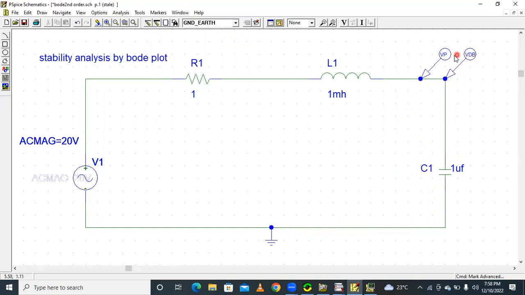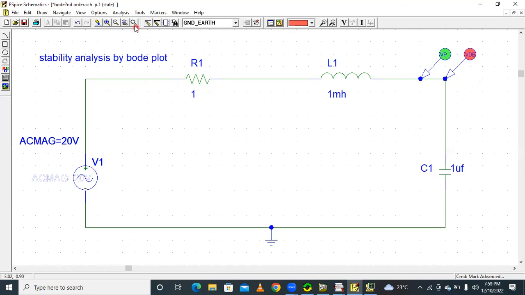If you want to display the color of V phase, go to the color marker, select a color, and then the phase plot will be displayed in this color. In the same way here also. If you want to display the color, select it and then simulate.